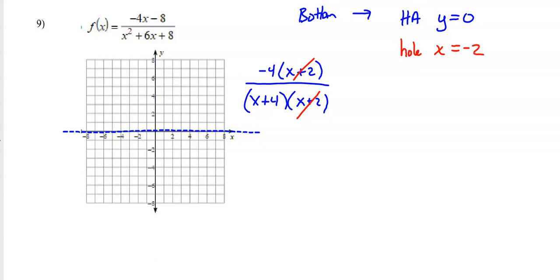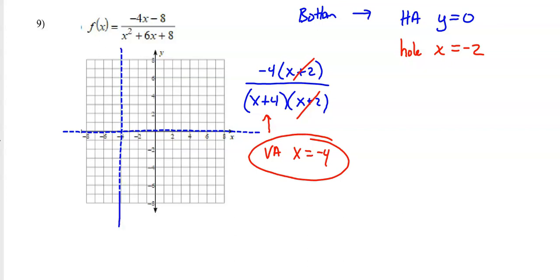And now I go and get my zeros and my vertical asymptote. On the bottom, that's going to give me a VA at x equals negative 4. So vertical asymptote at x equals negative 4. And there's not going to be any x-intercepts, because when I look at the top, there's nothing left up there. The x plus 2 is gone. There's no x expression. So this has no x-intercept or no zero. So we don't cross that line anywhere. So basically we're going to just have our graph in there.